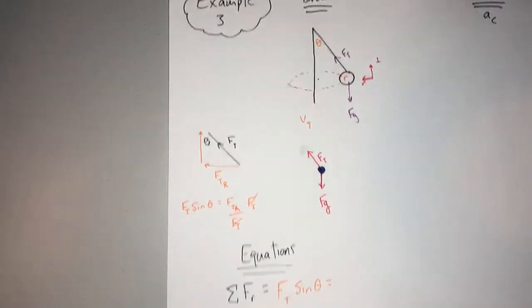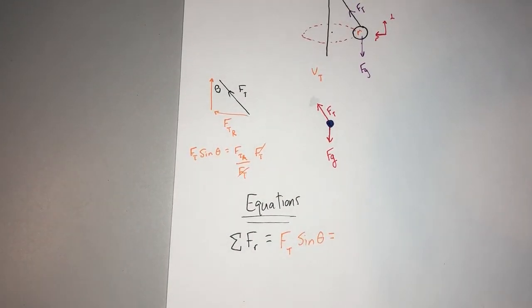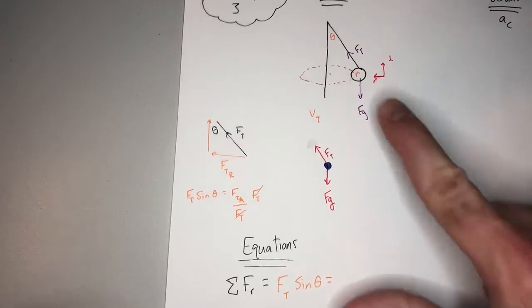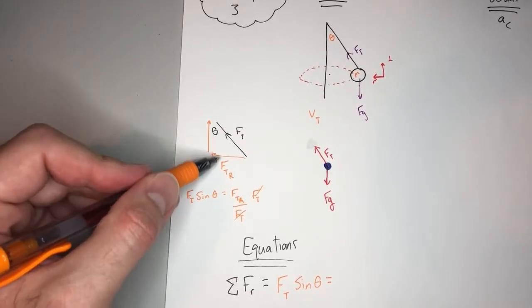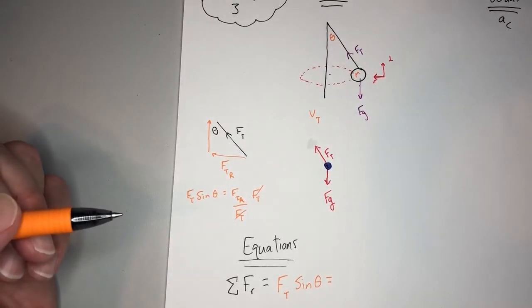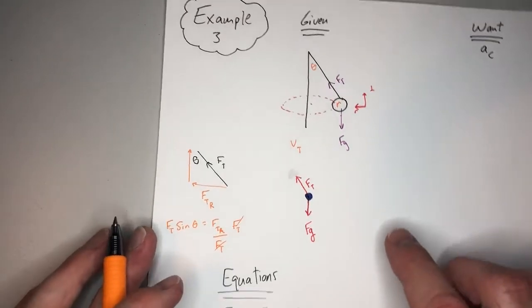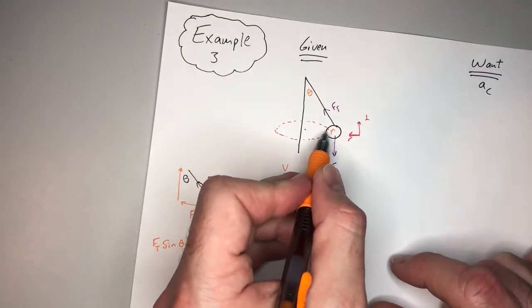And I know it bothers some people. They're like, oh, I thought sine always goes with the y and cosine goes with x. Well, first off, we're not dealing with y's and x's. We're dealing with perpendicular and radial direction. But just do the trigonometry right there. You realize, oh, it's the opposite over hypotenuse I care about. Okay? And there is no other force acting inward.